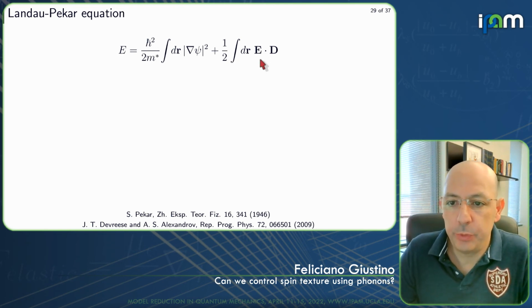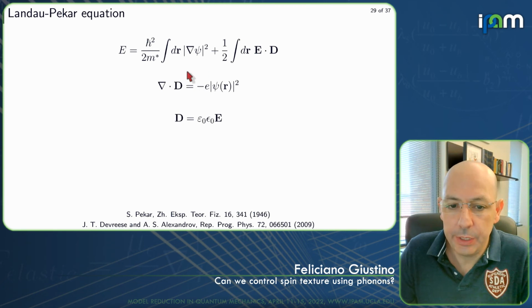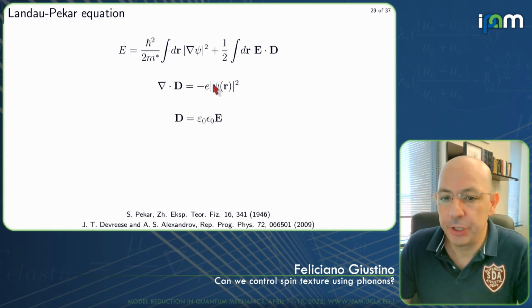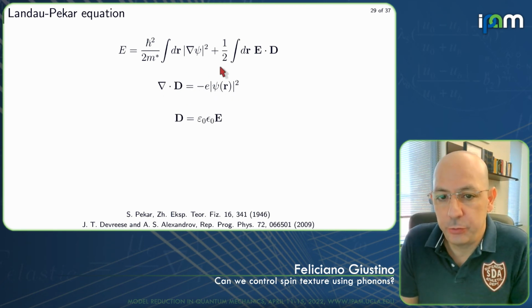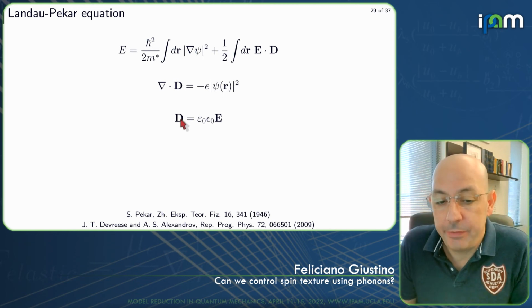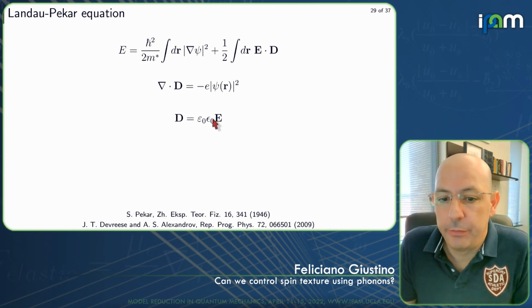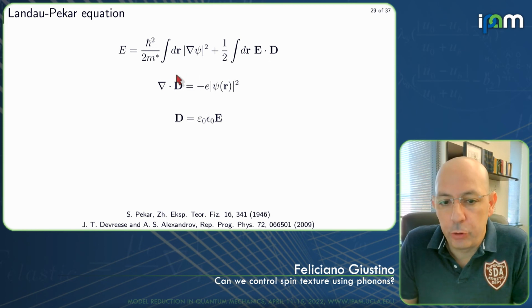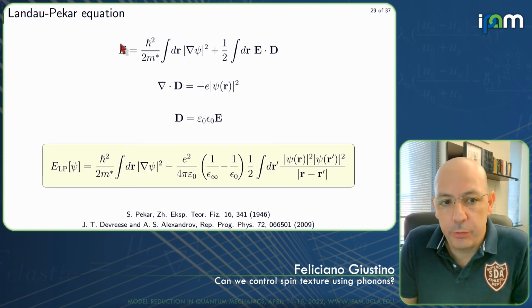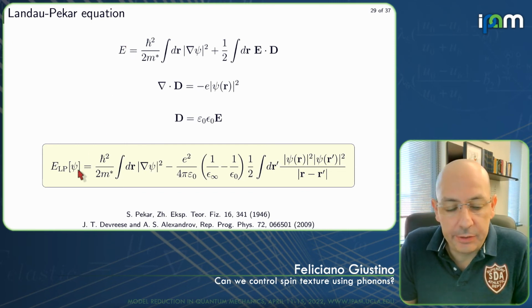So how do we proceed from this? The idea is that the divergence of the displacement field relates to the density of free charges, so you have to relate to this electron. And then the divergence also relates to the electric field via the dielectric constant. So if you combine these expressions and you place them in this integral, you obtain an expression for this energy that is a functional of the electron wave function only.